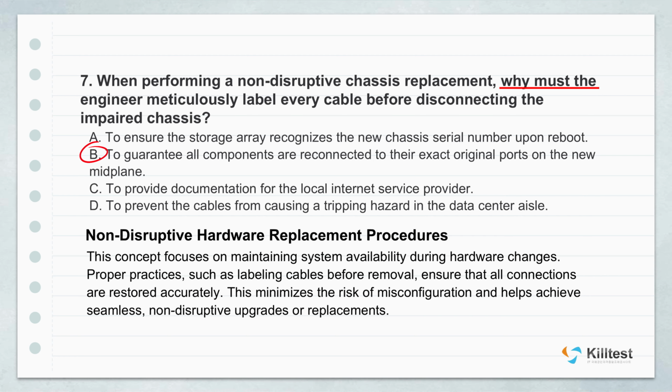Right. If you pull a cluster interconnect cable from port e0a on the old chassis and accidentally plug it into port e0b on the new chassis, the internal logical mapping just shatters. The system gets confused, traffic black holes, and you trigger a massive company-wide outage. And nobody wants to be the engineer who takes down a hospital's database because they couldn't be bothered to use a label maker. What about option A, though?